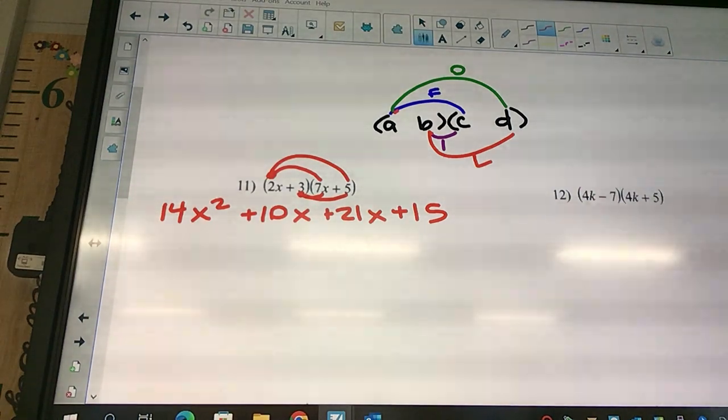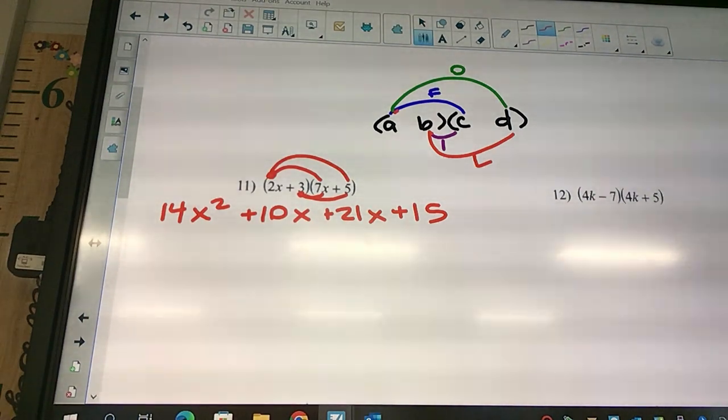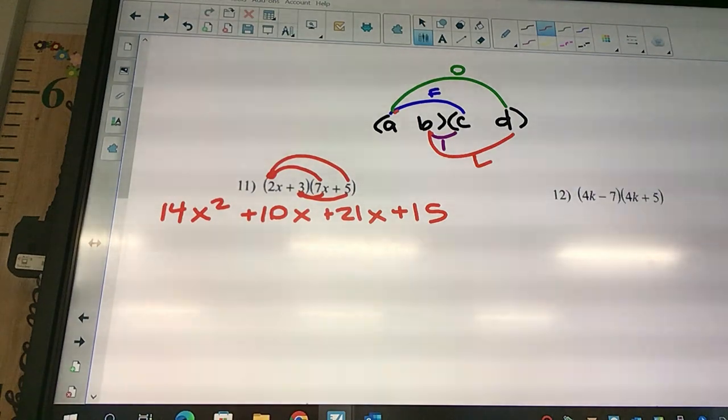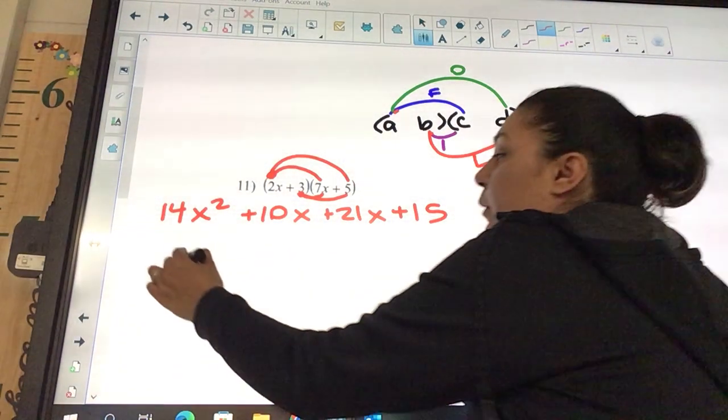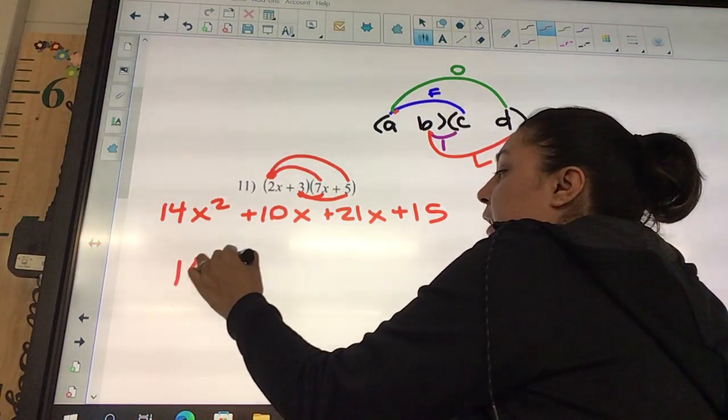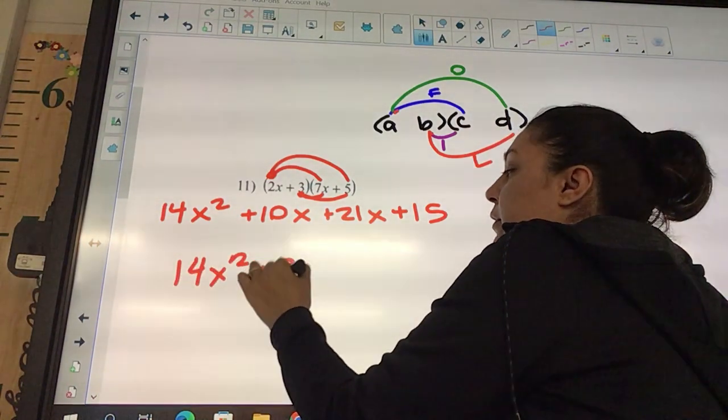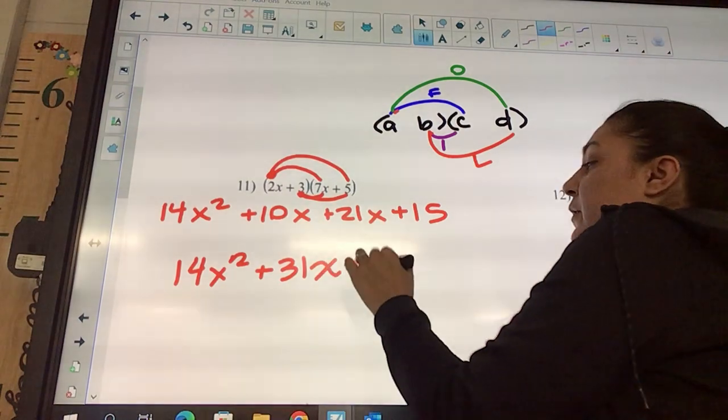Okay, and then we combine our like terms, like always. What can we combine? The 10 and the 21 to give me what? 31. So I'm going to get 14x squared plus 31x plus 15.